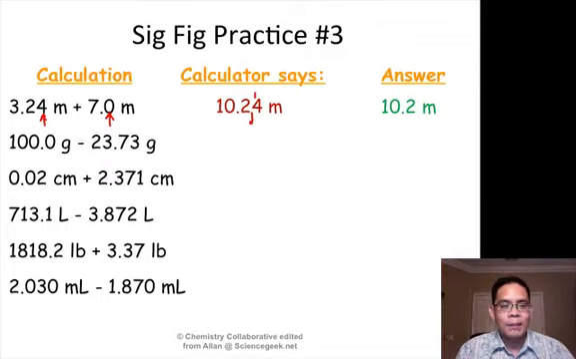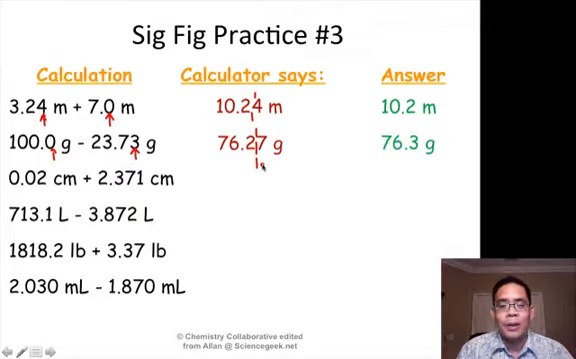So in the next one, again, I'm in the tenths place. This is in the hundredths place. So that means this time I'm going to round in the tenths place again. And so when I look at that one, 76.27, I'm going to cut off right after the 2, which means the 7 causes it to round up. And I'm going to get 76.3 grams.